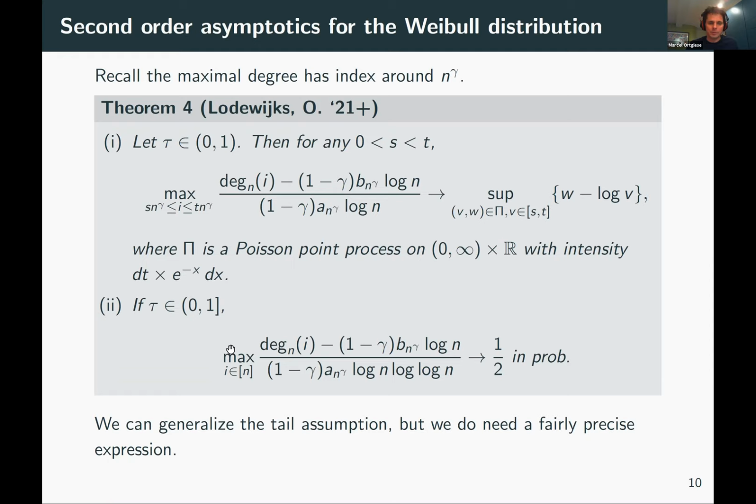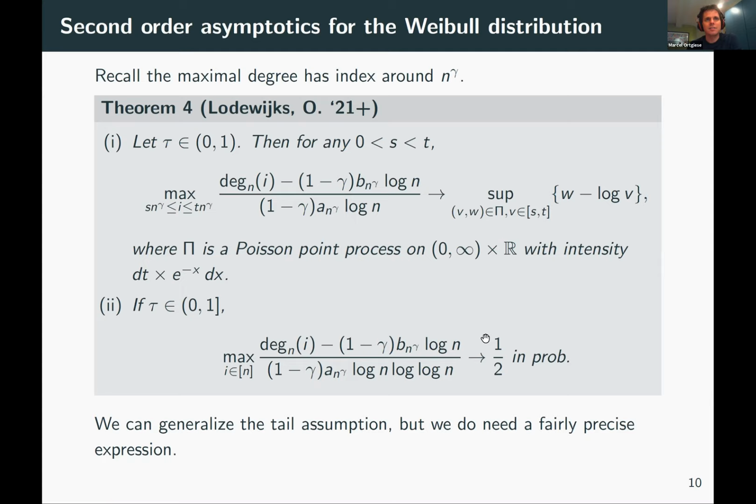And the reason for this is that if you're really quick in doing Poisson point process calculations, you would take s to zero and t to infinity, and you'd see that this constant is in fact infinity. This is not finite if you let the boundaries go to infinity. So you need to actually look at a bigger window. The maximum isn't just in a compact window around order n^γ, it's in a bigger window. And that gives you an extra log term here that you need to take into consideration. Good. So that's the viable case.